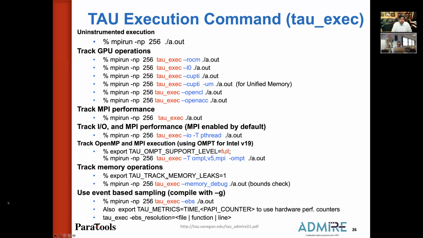We have support for tracking memory leaks and memory debugging using this option. You can turn on sampling using tau_exec -ebs. You can also set an environment variable called TAU_METRICS to specify a hardware performance counter from PAPI to generate profile files that use, say, time along with, say, level 1 data cache misses. You can also specify a resolution of file, function, or line.